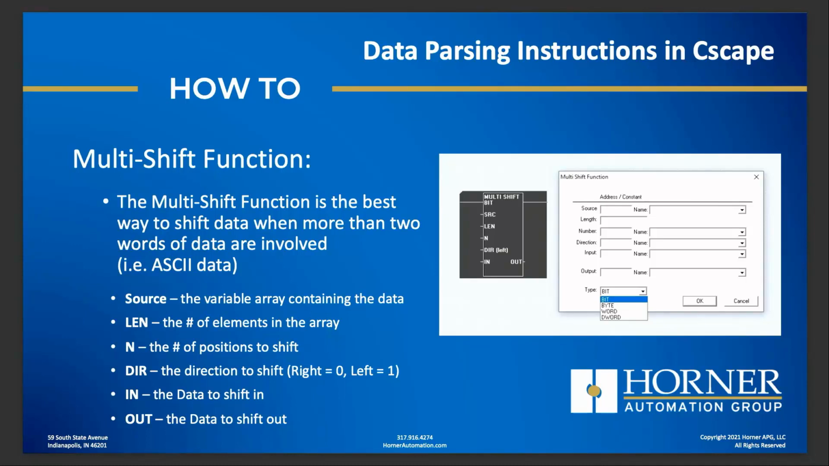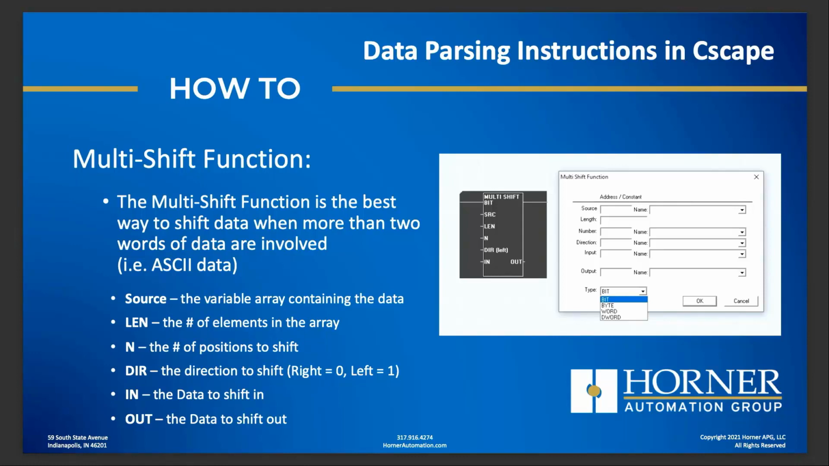So the length is going to be the number of elements in the array, or the number of elements in the multi-shift based on the type that you select. So if you've got 16 consecutive words and you selected a byte type, that would be 32 bytes. Direction is the direction you want to shift. Remember, with the shift left and the shift right instruction, we had 2 separate instructions. With the multi-shift instruction, you have a direction input, which determines whether you're going to shift left or shift right.